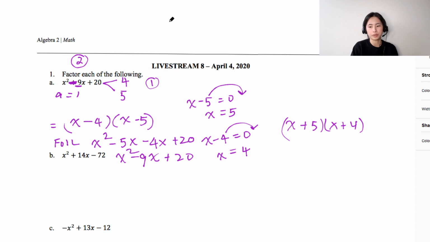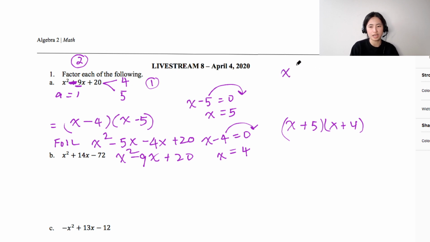Oh, and also, before I forget, if you have x minus 4 times x minus 5, because we're on the same topic, let me just quickly talk about what if you have x plus 5 and x plus 4. So if you have x squared minus 9x plus 20, as I said, it's a correction. That's why you're going to get x squared minus 9x plus 20, right?